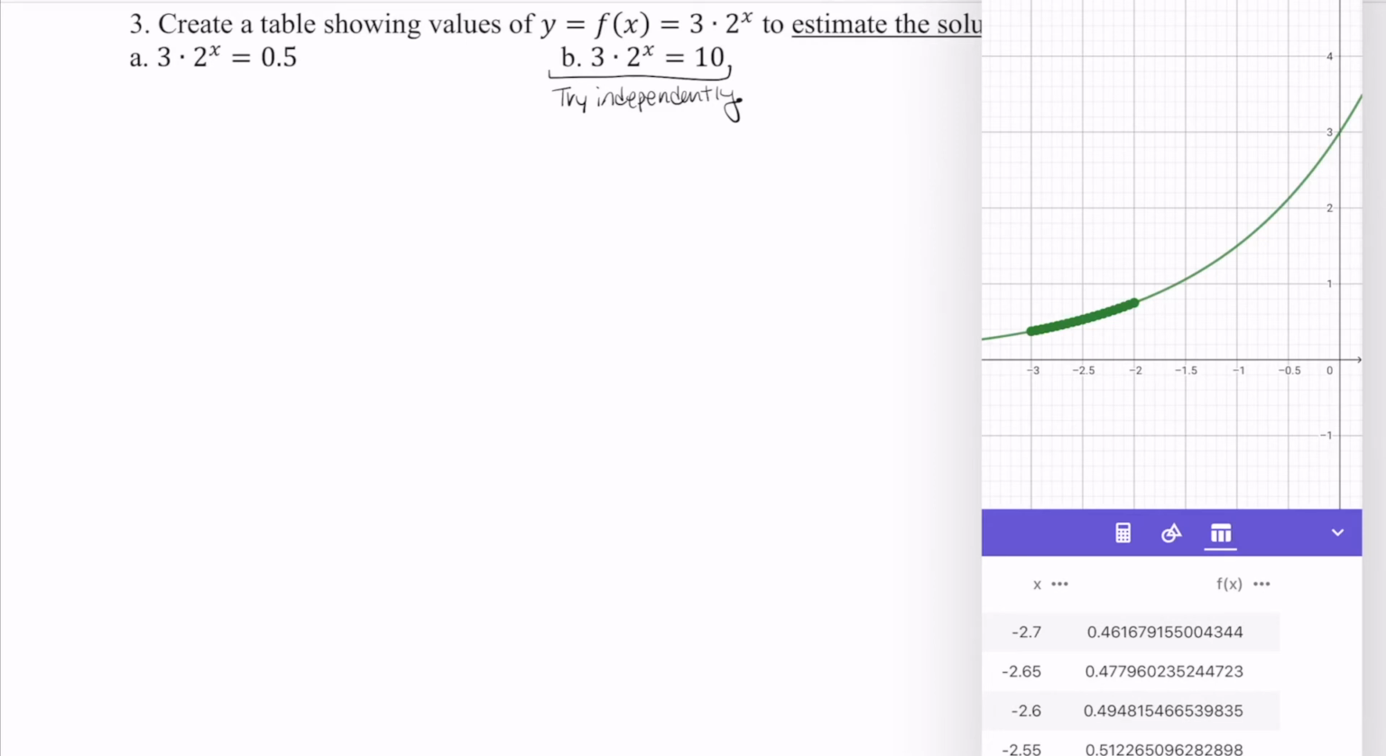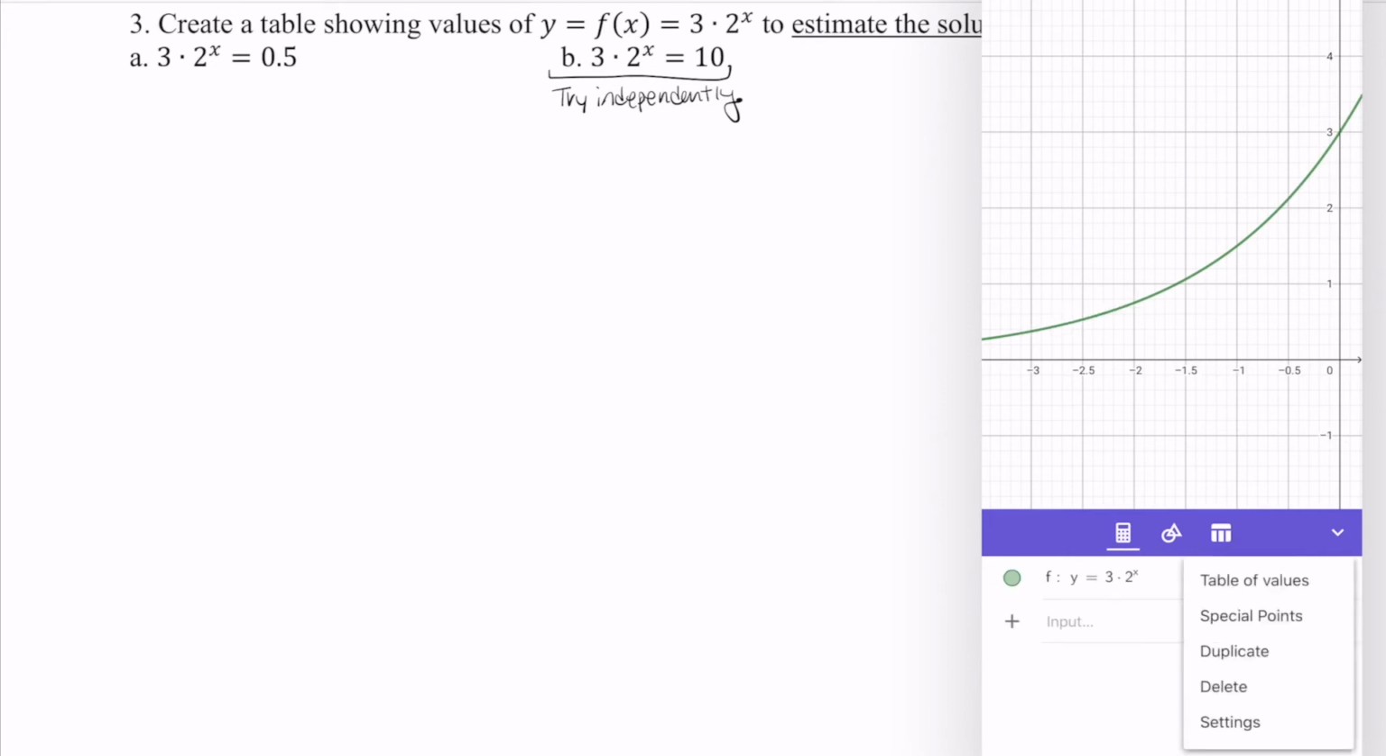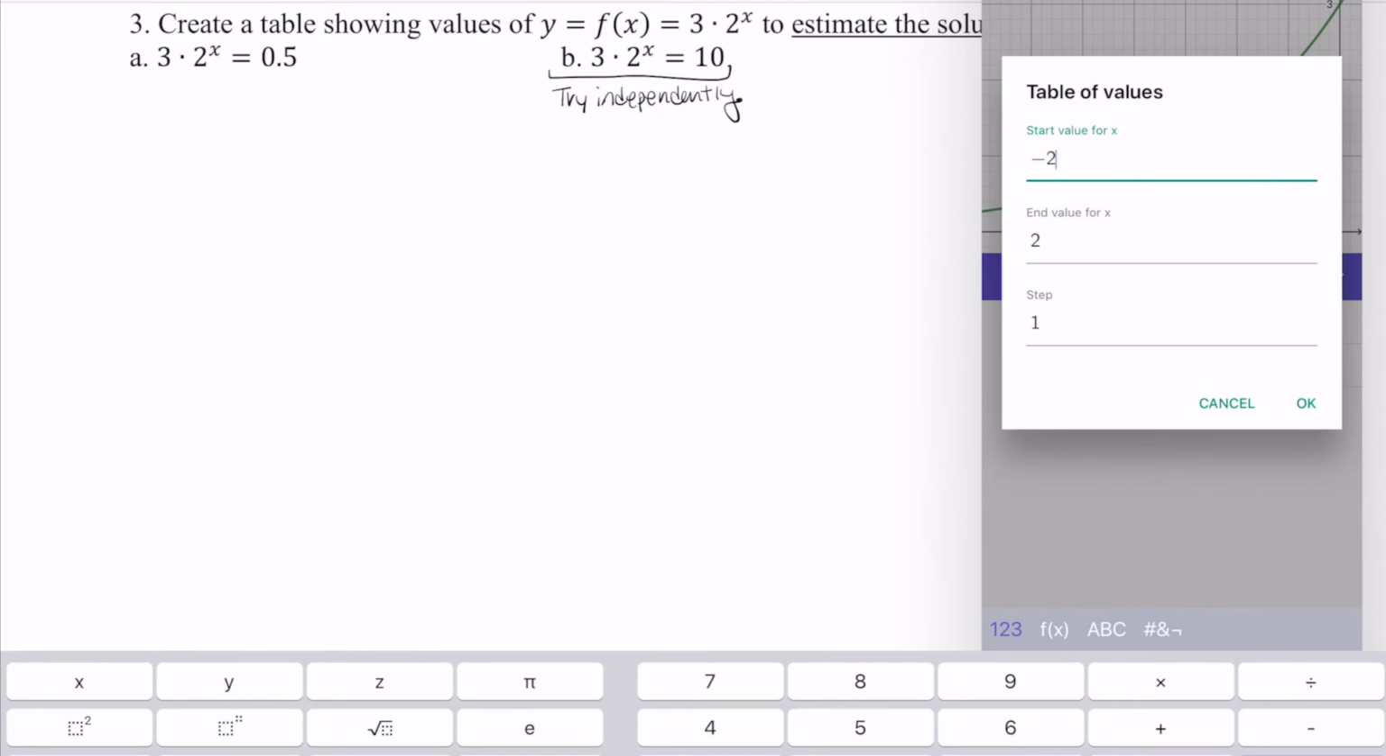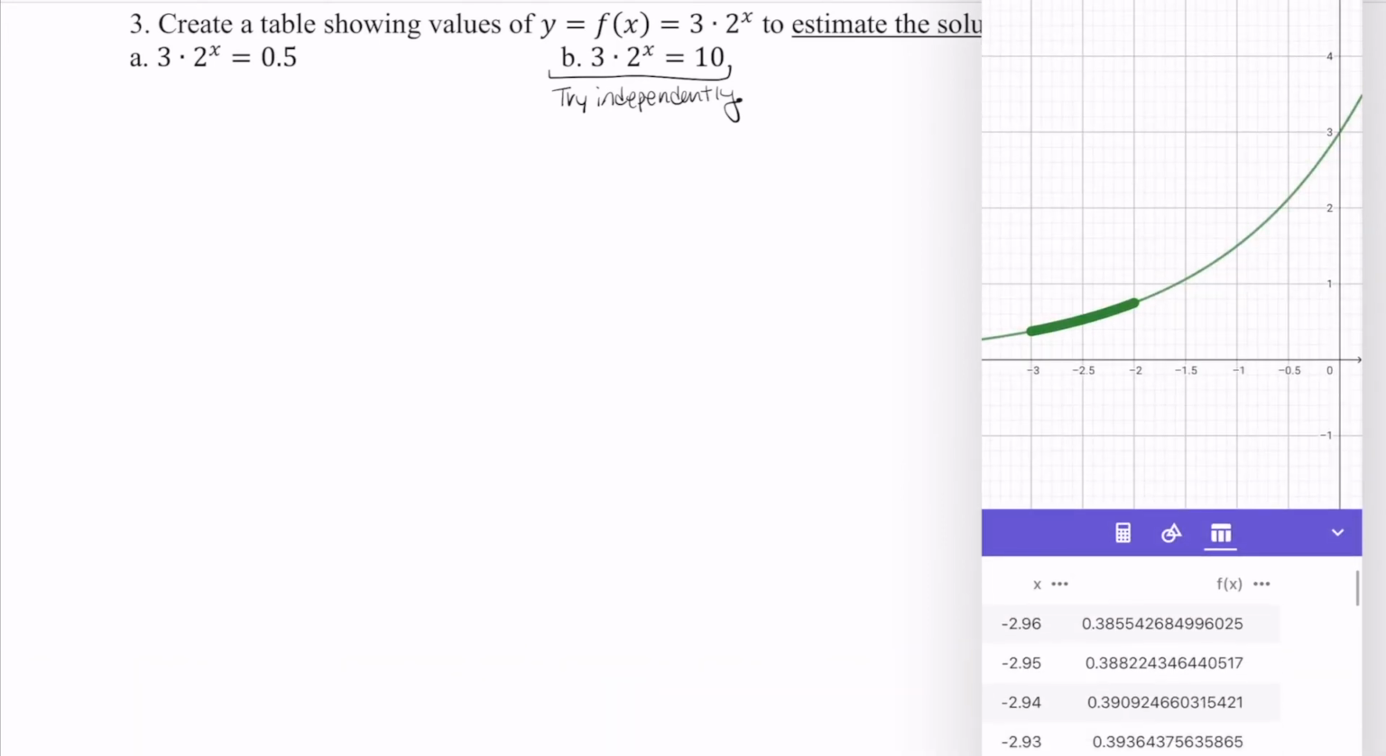Let me make this table a little bit better defined. So let's remove this column, make our table of values, and go from -3 to -2. And step by 0.01. Okay, wonderful. Now let's see how close we can get to +1/2.